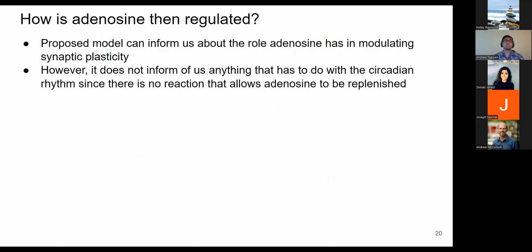So moving forward, once we consider adenosine in the model, we have to ask the question, how is adenosine then regulated? From the proposed model, we can see the role adenosine has in modulating these calcium oscillations and calcium activity, and in turn synaptic plasticity. But it certainly does not inform us of anything to do with the circadian rhythm, since there's no additional adenosine coming into the system.